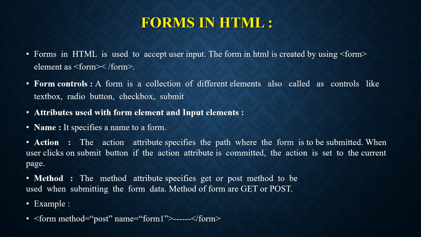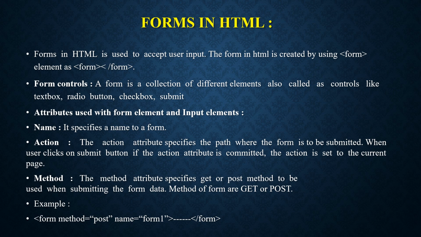So forms are used to collect information from the user. The user actually enters the information and one can collect the information with the help of a form. So it is used to accept user input. A form in HTML is created by using form elements such as the form and slash form tag. There are different controls of the form. A form is a collection of different elements, also called controls. So there are various controls like text boxes, radio buttons, check boxes, text area, select. With the help of that, the user is able to insert the information.